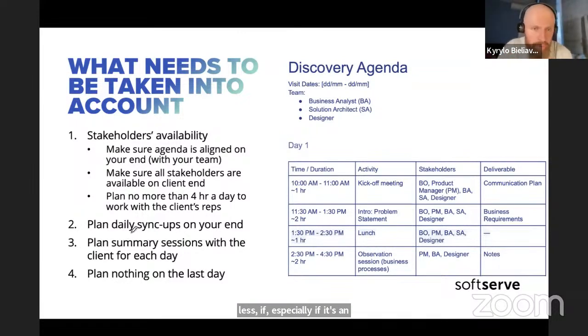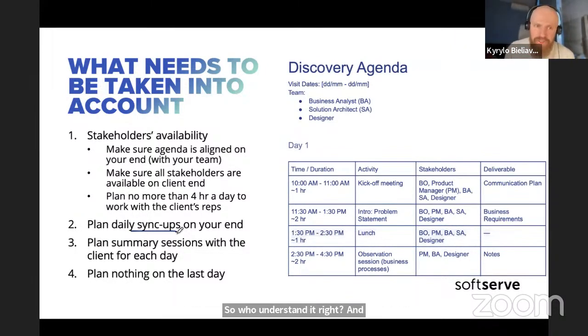Also, it's very important to plan daily sync-ups on your end, between the team, to make sure you're all aligned on the information that you received. Sometimes, for example, me, the architect, and the designer are sitting in the same meeting listening to the same person, and then we start to align with each other, and we realize that all three of us heard a different story and had different information, and then we had to check again who understood it right.